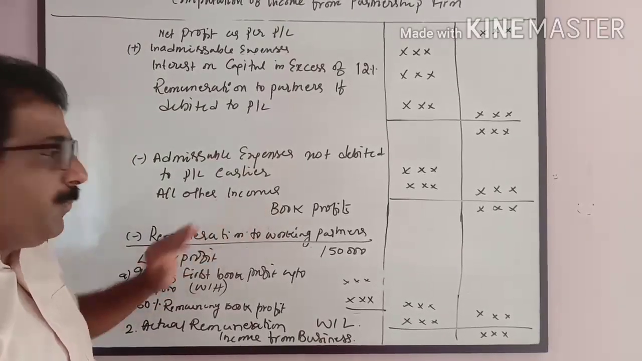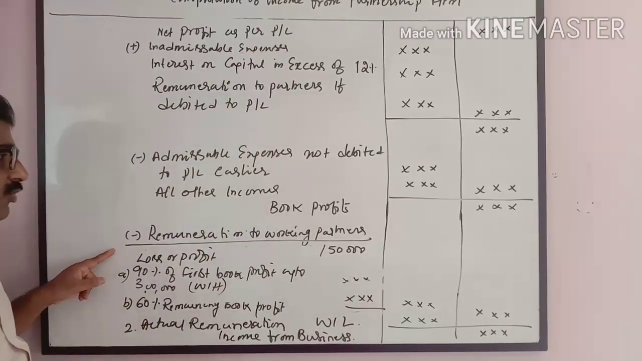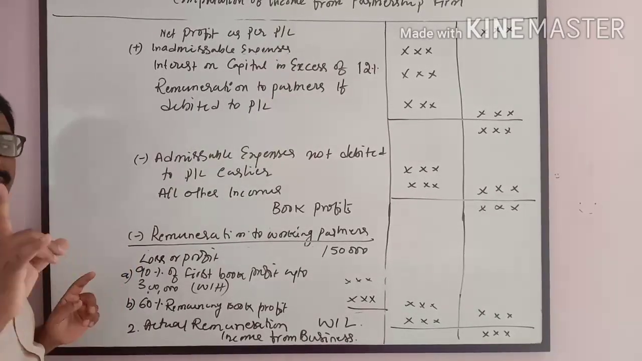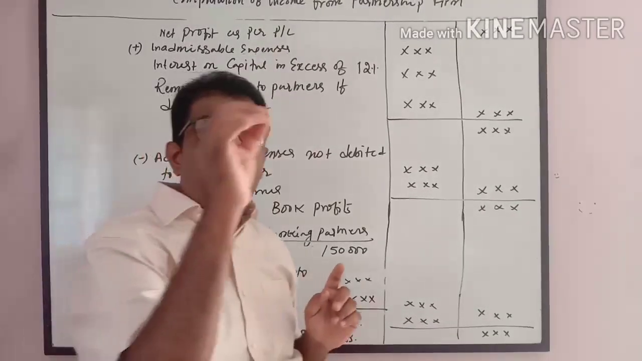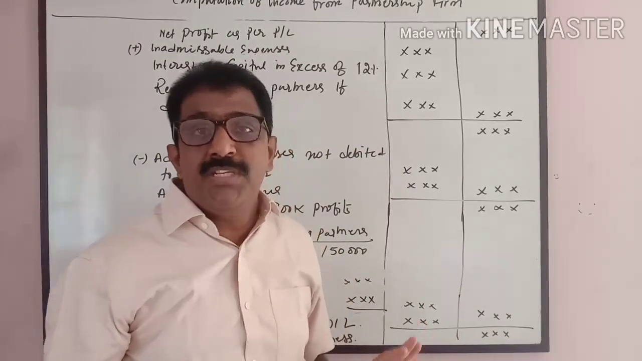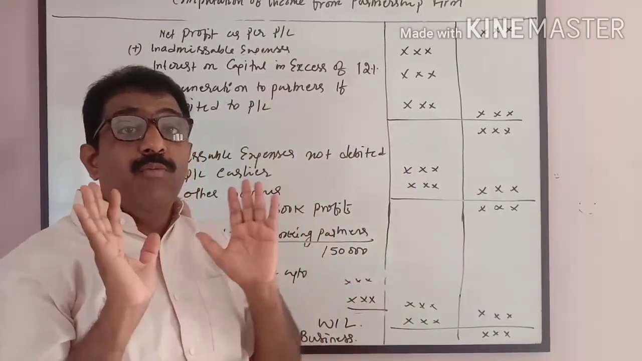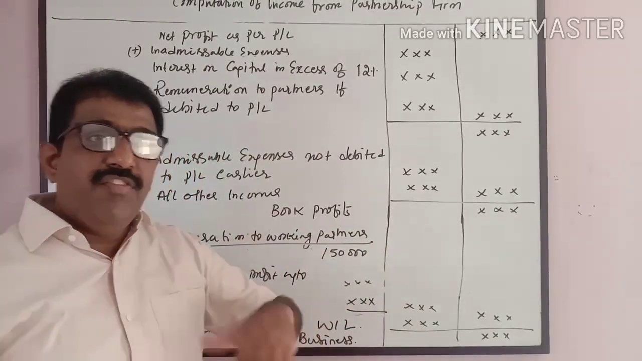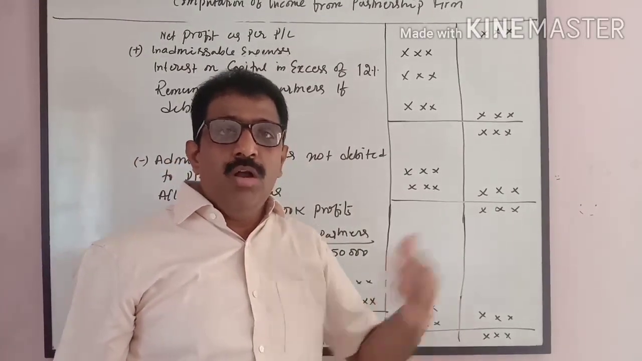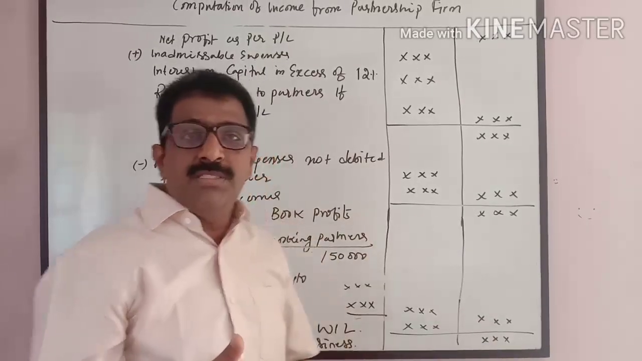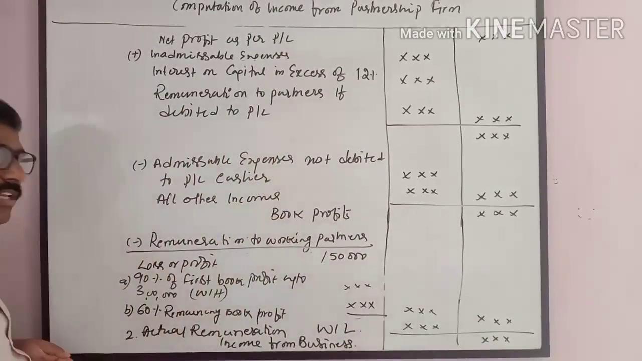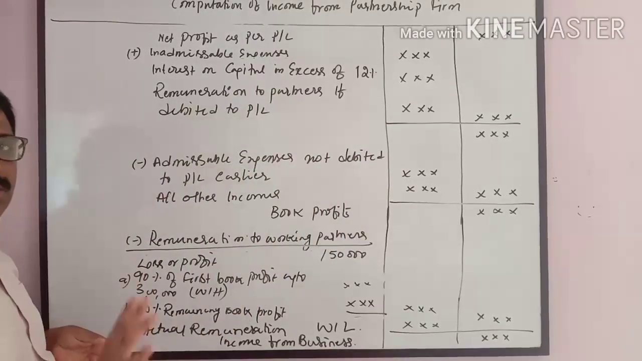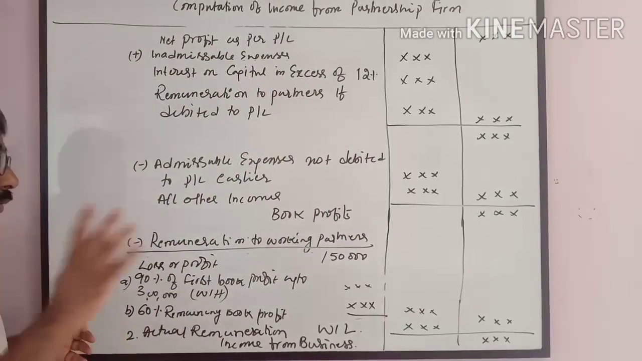After finding out the book profit, remuneration to partners, remuneration to working partners. If he is actively involved in the activities of the business, he is called a working partner. Apart from contributing the capital, if he is also actively involved in the affairs of the business, then he is called a working partner. Only remuneration is allowed to working partners, not for the other partners. How is it allowed?